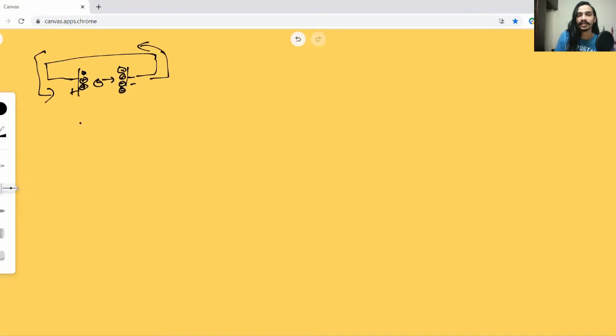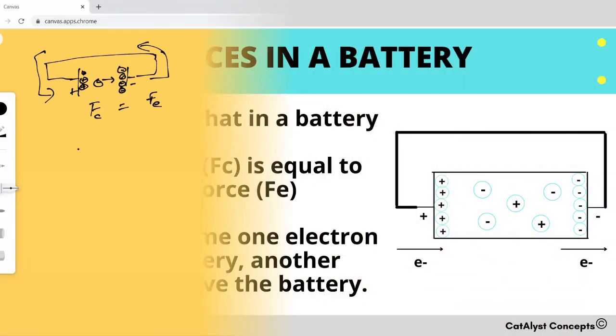When this movement is happening, we spoke of two forces: a chemical force, which we call Fc, and an electric force called Fe. Typically, when this process is happening, both these forces are equal. That is why the loop goes on continuously, as the electrons are moving out of the battery. They come to a state of equilibrium, wherein both the forces are equal to each other.